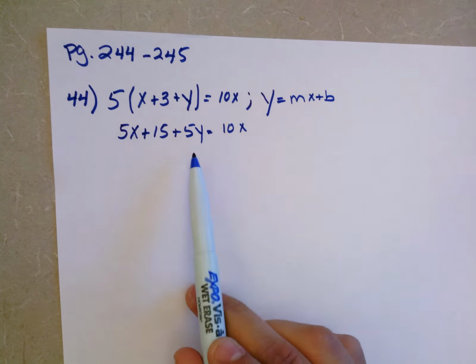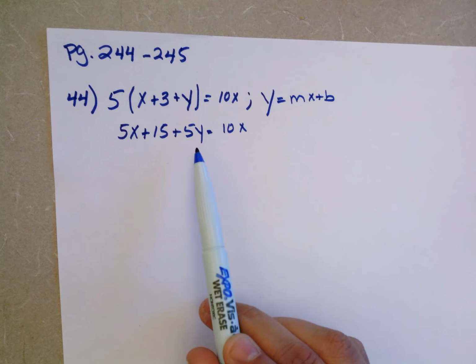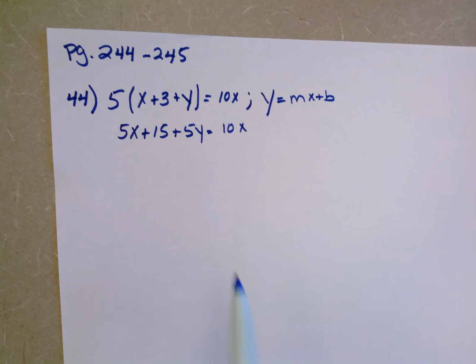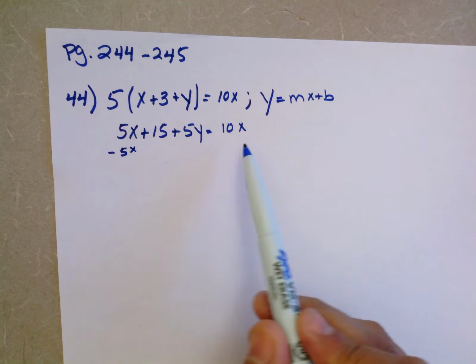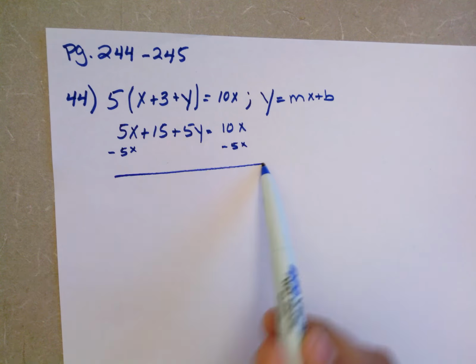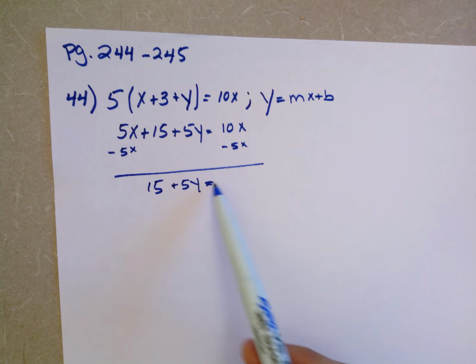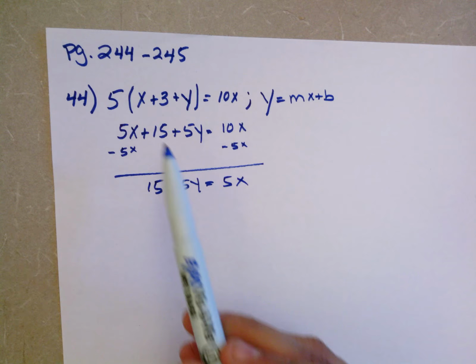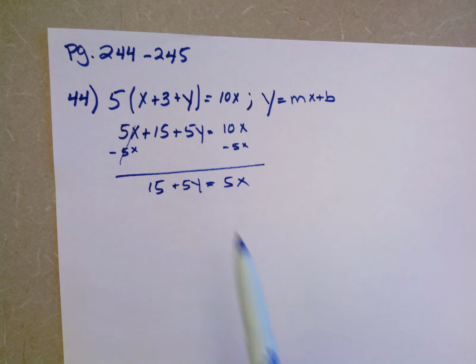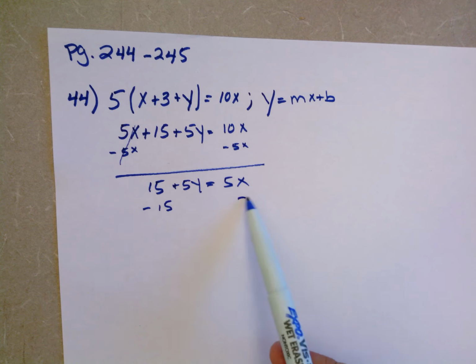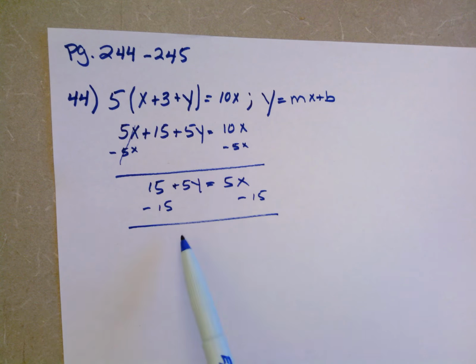Now I want the y by itself, so I'm going to leave it here on the left-hand side and then move the other terms. So let's start by subtracting 5x from both sides. I'll get 15 plus 5y equals 5x. This cancels out. Then I'll go ahead and subtract 15 from both sides, and I'll be left with 5y equals 5x minus 15.